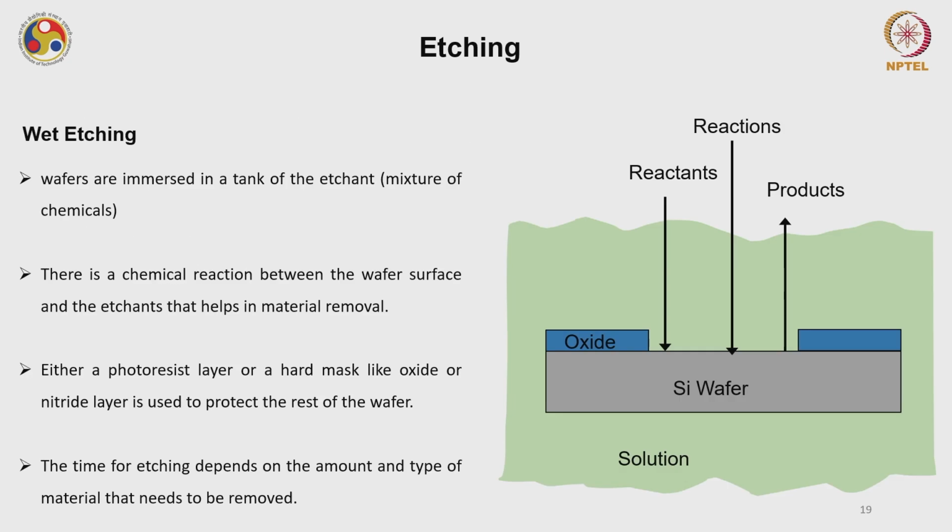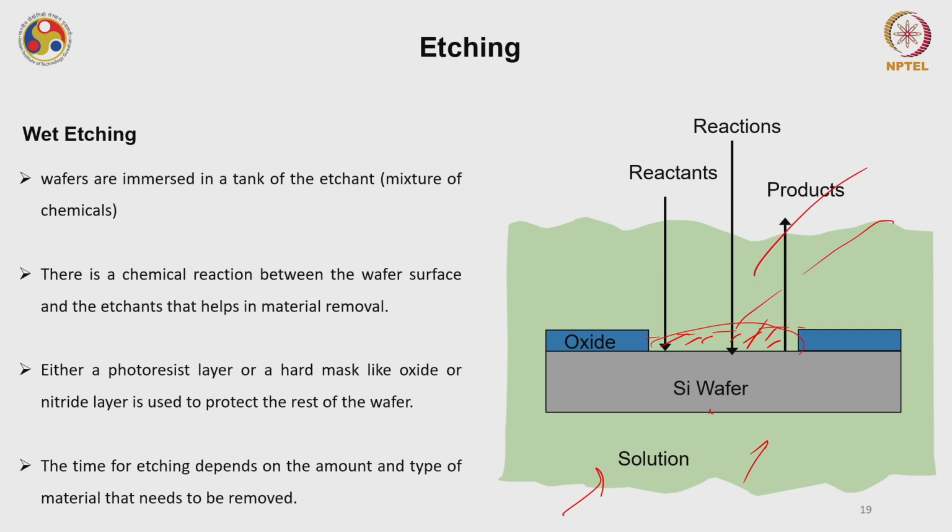So in wet etching what we do is we immerse the wafer in a tank of chemicals. It can be a single chemical or a mixture of etchants. Have a look at this. You have a silicon wafer, you had some oxide over here, which of course you have to etch, and you have reactants in this solution. It can be again a single etchant or a mixture of etchants. Then it reacts with this oxide layer and it produces some byproduct.